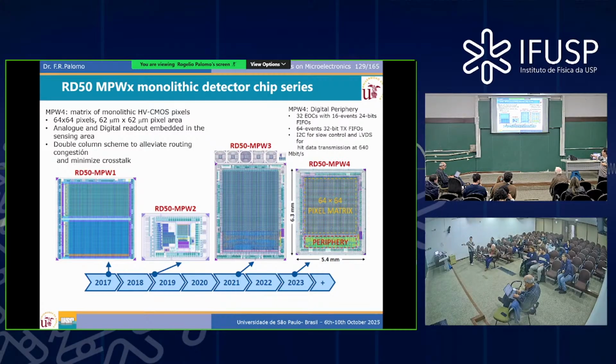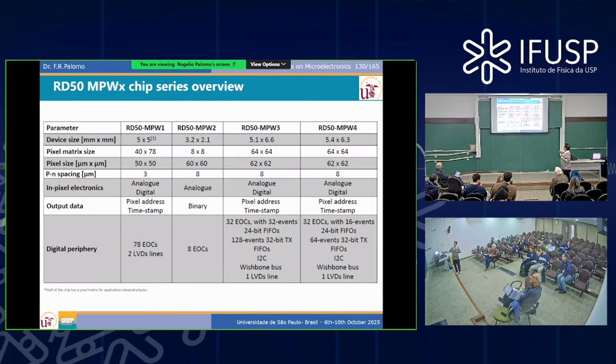We solved the problem in RD50 MPW4, but look at the time sequence. Years, when you are pioneering a technology. Why? Because sometimes it happens. Okay, details of the difference between MPW1, MPW2, MPW3, MPW4. This part of the talk will be devoted to the MPW2 and MPW4, because this was tested in the summer of 2024 at CERN, and today I'm finishing the paper for this.